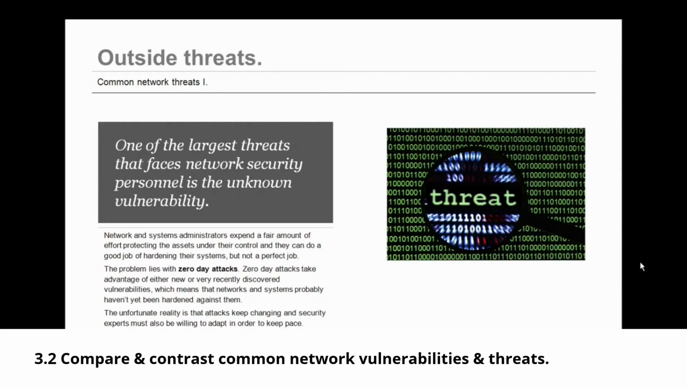The unfortunate reality is that attacks keep changing, and security experts must be willing to adapt in order to keep pace. If they can't adapt, they will fall behind and their networks become vulnerable.